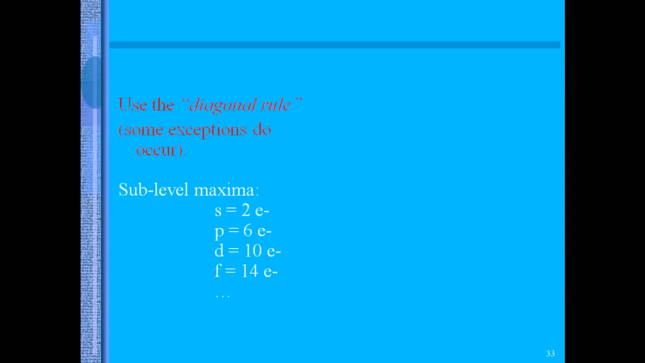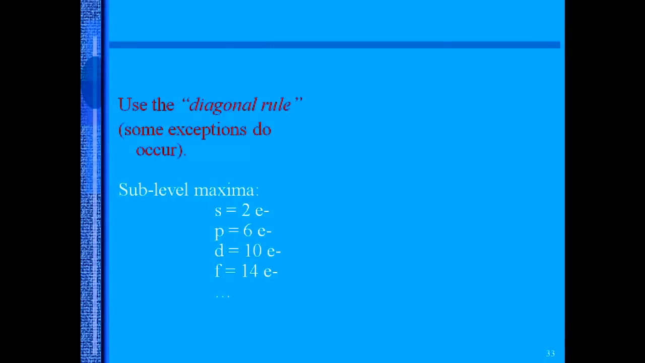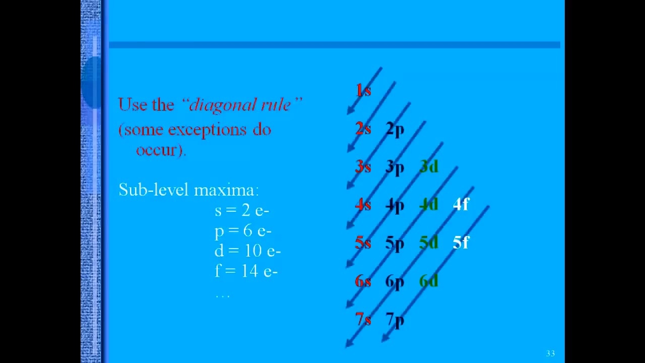Right, team? Right, coach! You can use the diagonal rule with our chart, but you do need to know that there are some exceptions. If we have our chart in this form, you fill the lowest energy level first. So you'll follow the arrows tail to tip, tail to tip, tail to tip all the way through. Remember that each sublevel will have a maximum number of electrons. S will have 2, P will have 6, D will have 10, and F will have 14.